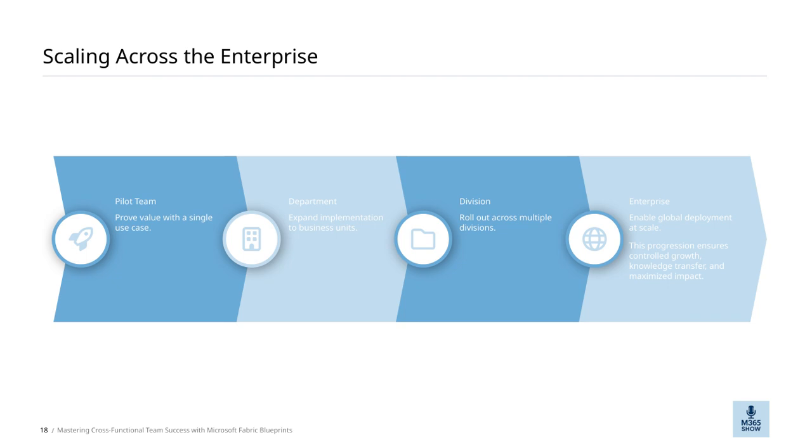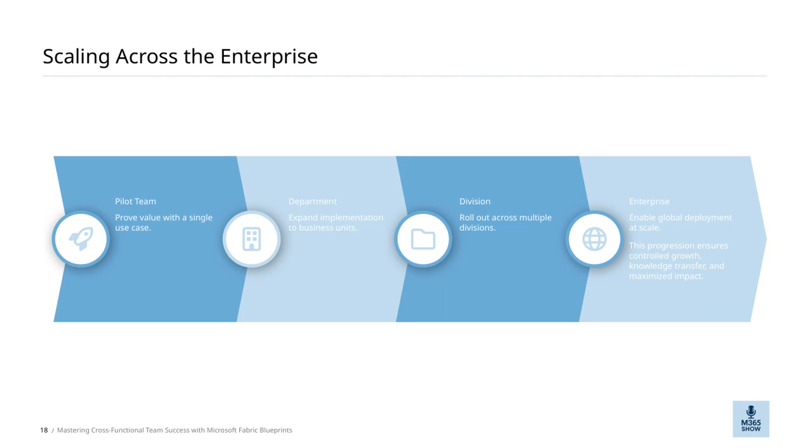Starting at the pilot team level, we prove the value with a single use case. This is our testing ground, where we validate concepts and demonstrate success. Once we see positive results, we expand to a single department or business unit, implementing the solution more broadly. From there, we move to the division level, rolling out across multiple divisions to ensure consistency and alignment. Finally, the enterprise-wide rollout encompasses all divisions and units, enabling us to achieve a truly scaled and integrated deployment.